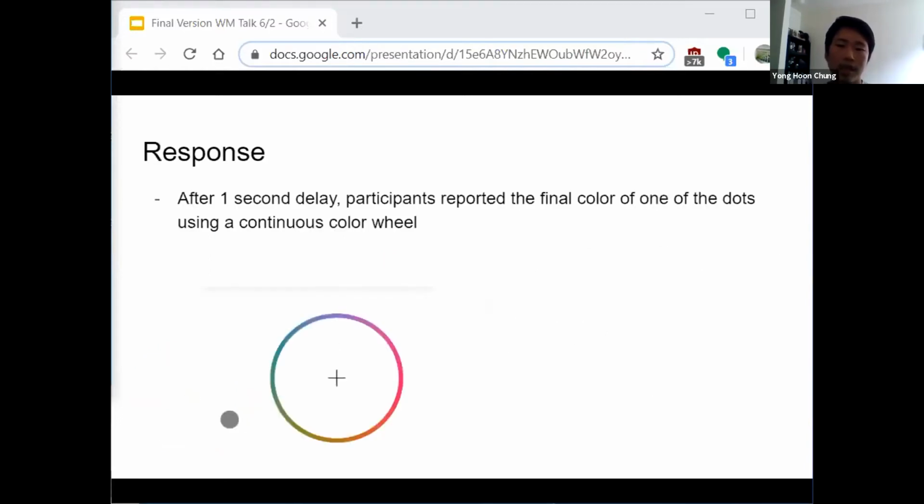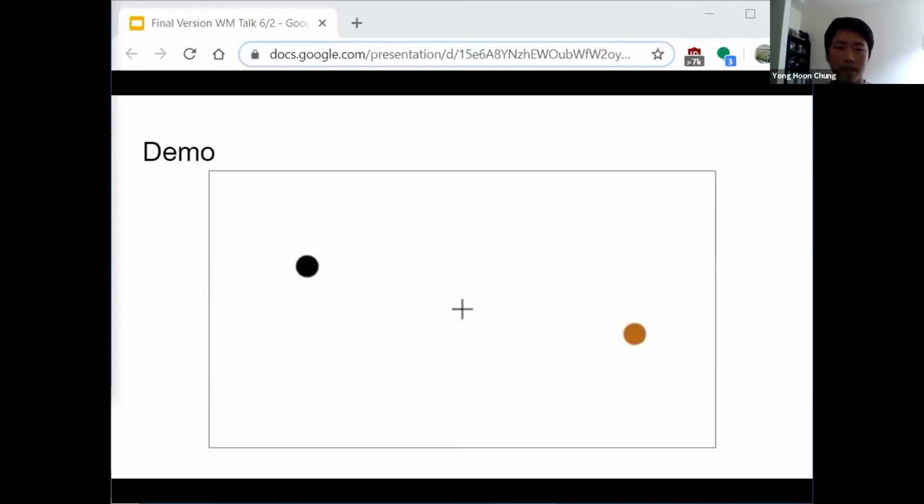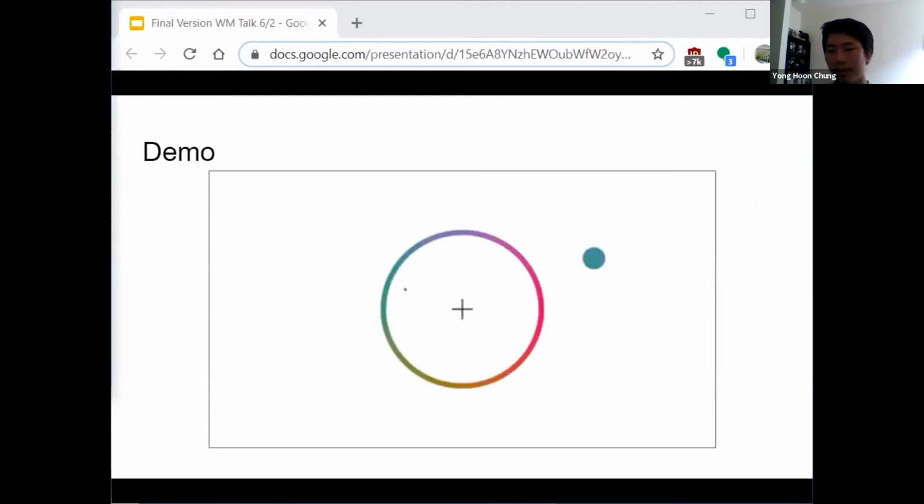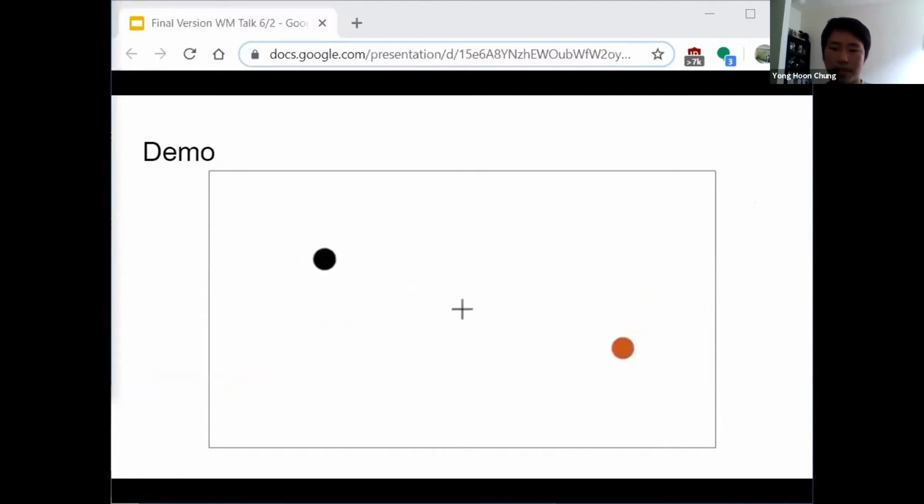And after a 1 second delay, participants reported the final color of one of the dots using the same continuous color wheel that was used for the stimuli generation. And this is the demo again. So you can see that this is the moving condition, set size 1. And this is the stationary condition, set size 2. I'm just going to wait to see the moving condition one more time. And this is the set size 1 moving condition again.